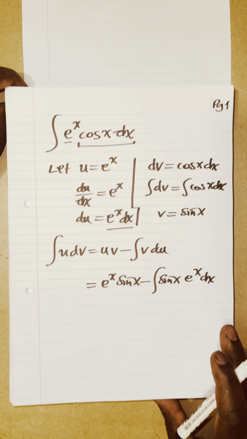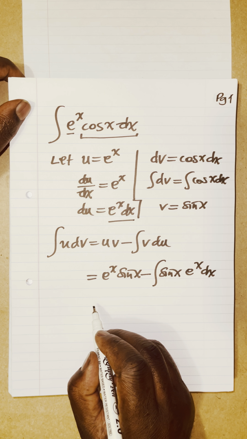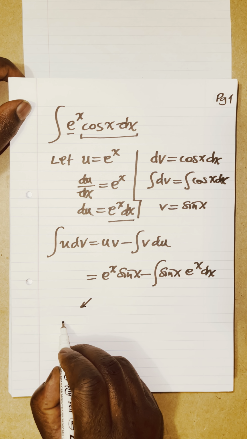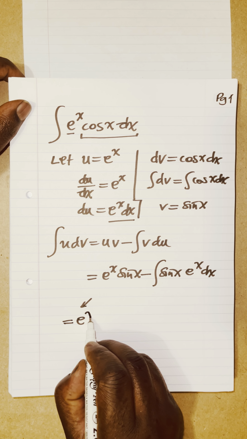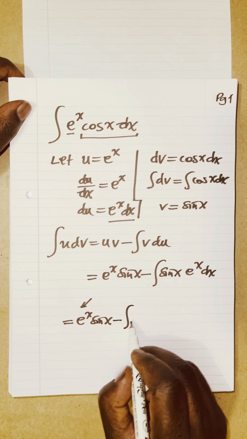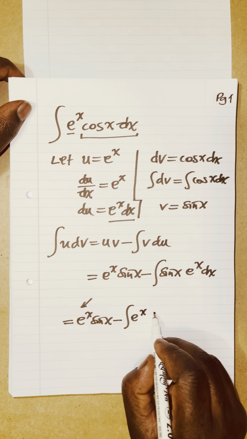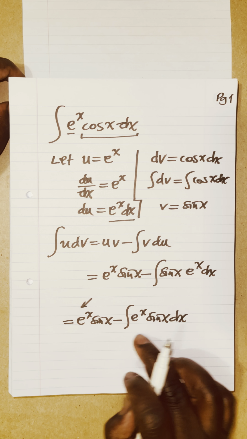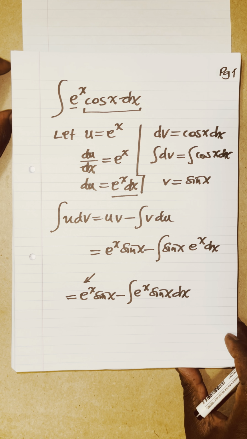Now I have to rewrite this part, taking us to the next step. This is going to be e to the power x sine x minus the integral of e to the power x sine x dx. I'm going to apply integration by parts again here, the second time.